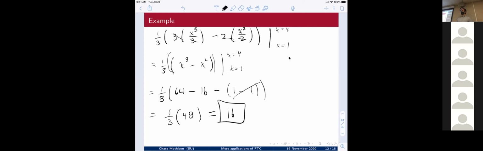Questions on this? So if I ask about the average value of a function, all I'm asking is integrate this function on this interval and divide by the length of the interval. Okay, it's just adding one small thing to an integral. So this is the last type of question you'll need to do on the quiz.